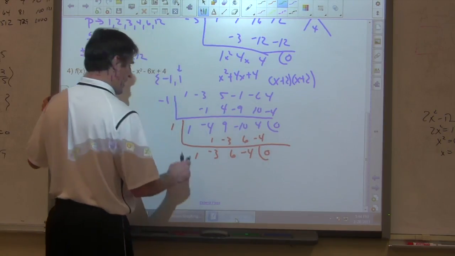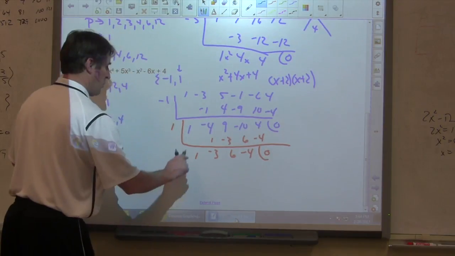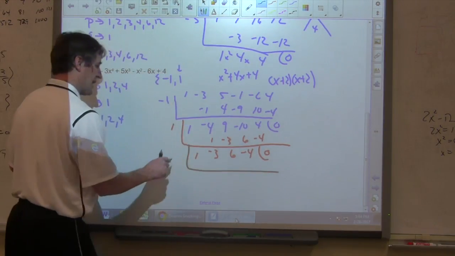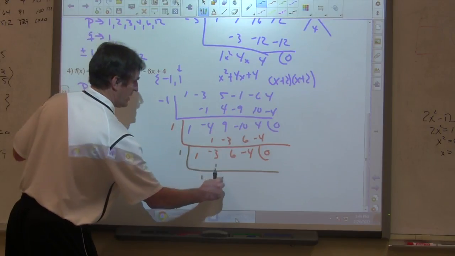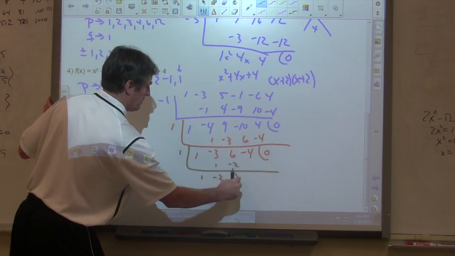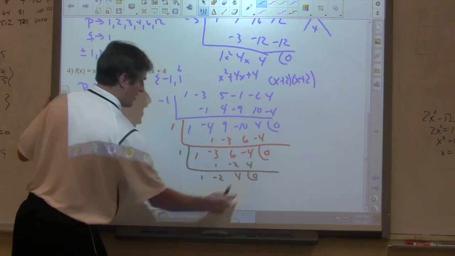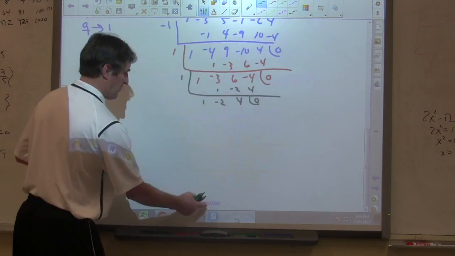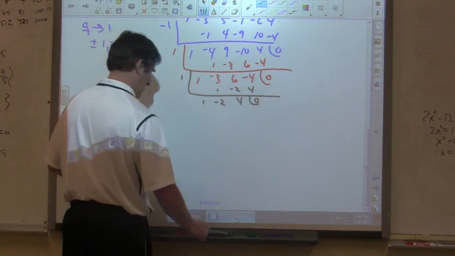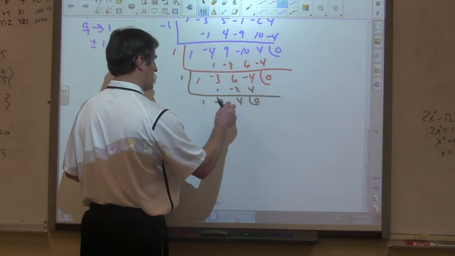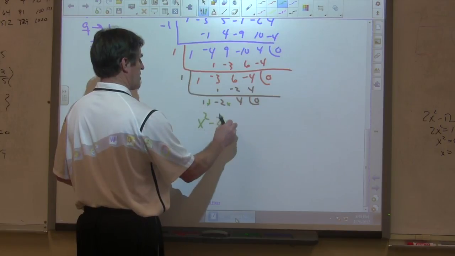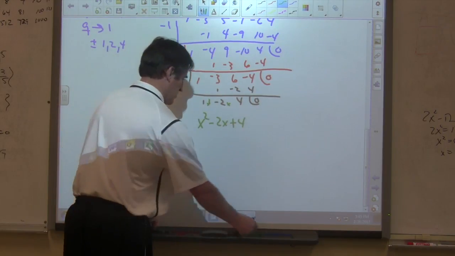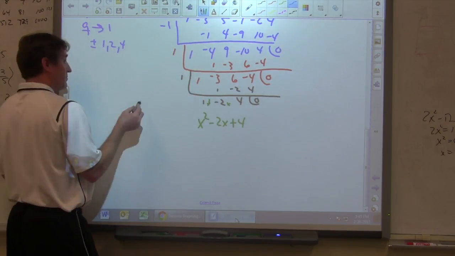And now I'm going to try 1 again because that's where it hit that spot. 1, 1, 1, negative 2, 4, 4, 0. And so now we're left with, remember this is our constant, first power, second power, so we have x squared minus 2x plus 4.